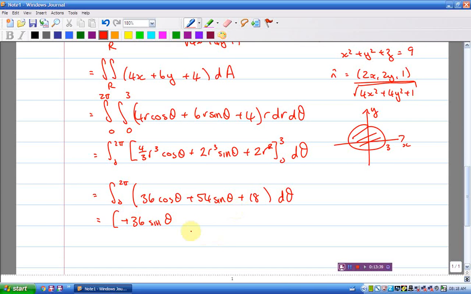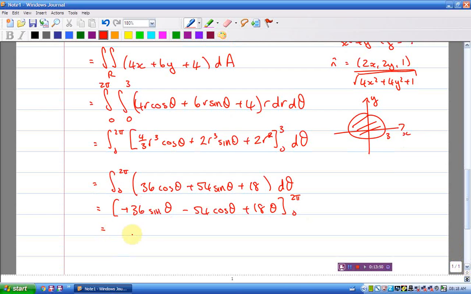What did I differentiate to get? So 54 cos theta plus 18 theta from 0 to 2 pi. Okay, that'll be 0 minus cos of 2 pi is 1 plus 18 times 2 pi is 36 pi. Subtract 0 plus 54 minus 0, 36 pi.